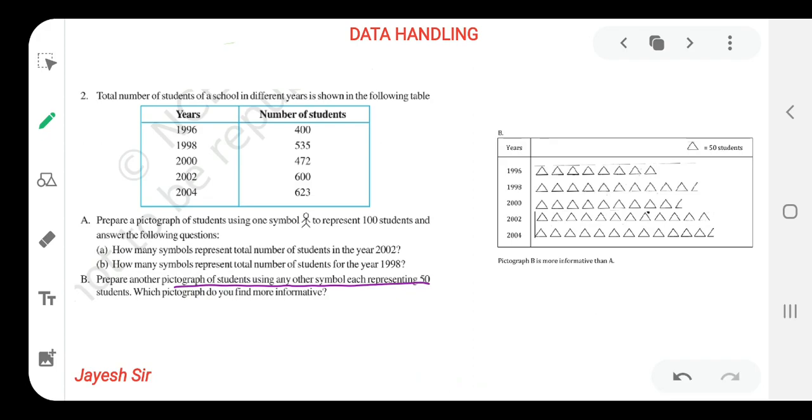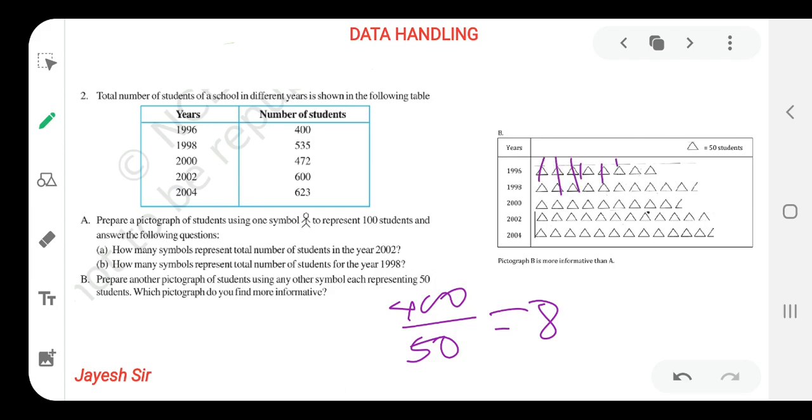So here we will do for 1996. So let's begin with that. 400 divided by 50. Why by 50? Because 50 is given over here. That means each symbol represents 50. That's why by 50. That means 8 symbols should be there. So let us count over here in 1996. 1 2 3 4 5 6 7 8. Yes, 8 are there. That means answer is correct.